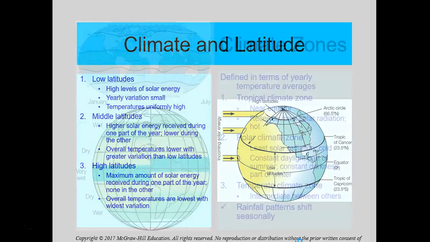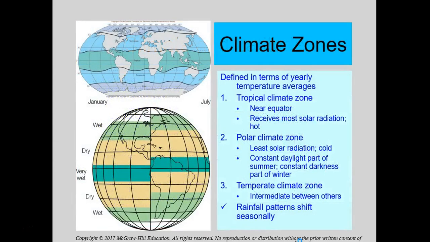So because of the tilt of the Earth and the air patterns of the Earth, there are climate zones that are formed. There's a tropical climate zone that's near the equator, which receives the most solar radiation. This is the hot area. This is where you find things like rainforests. You have the polar climate zone, which has the least amount of solar radiation, so this is the cold regions near the poles. And you have daylight and darkness for 6 months.